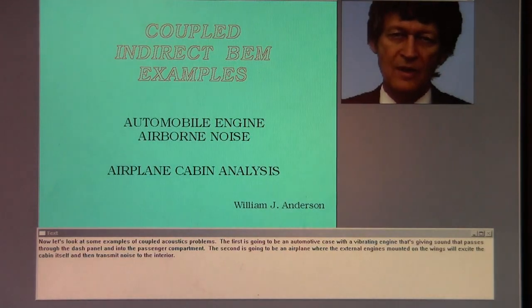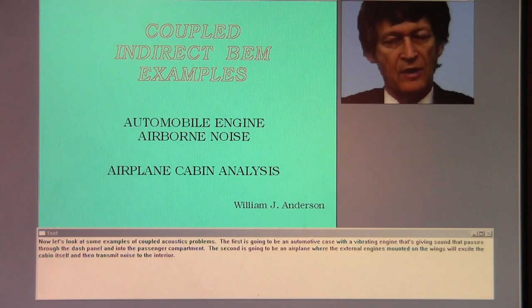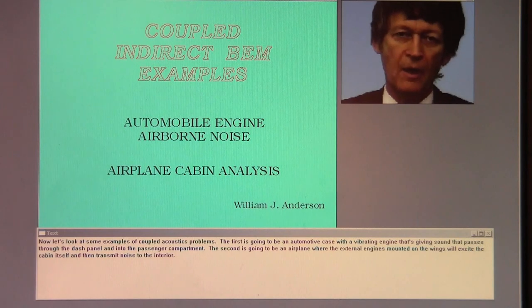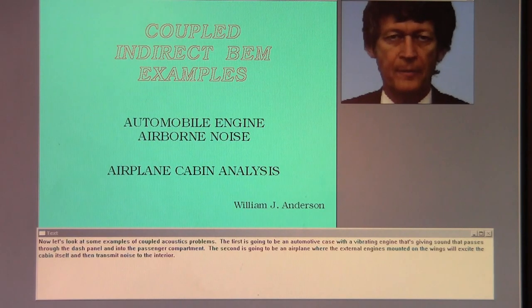Now let's look at some examples of coupled acoustics problems. The first is going to be an automotive case with a vibrating engine that's giving sound that passes through the dash panel and into the passenger compartment. The second is going to be an airplane where the external engines mounted on the wings will excite the cabin itself and then transmit noise to the interior.